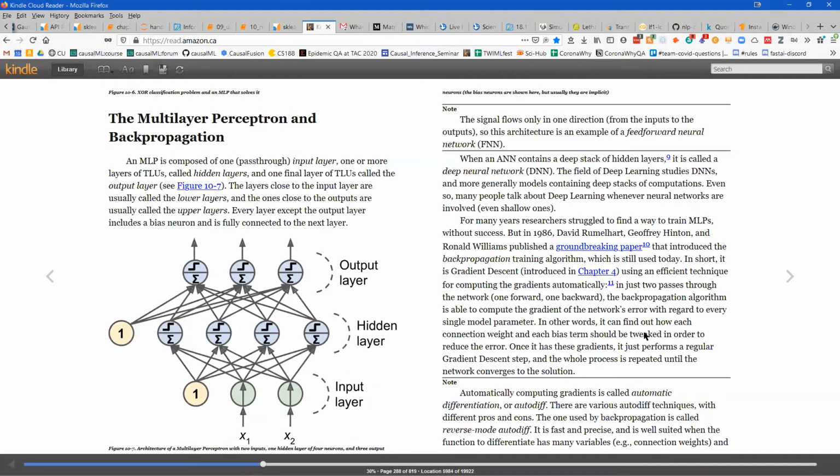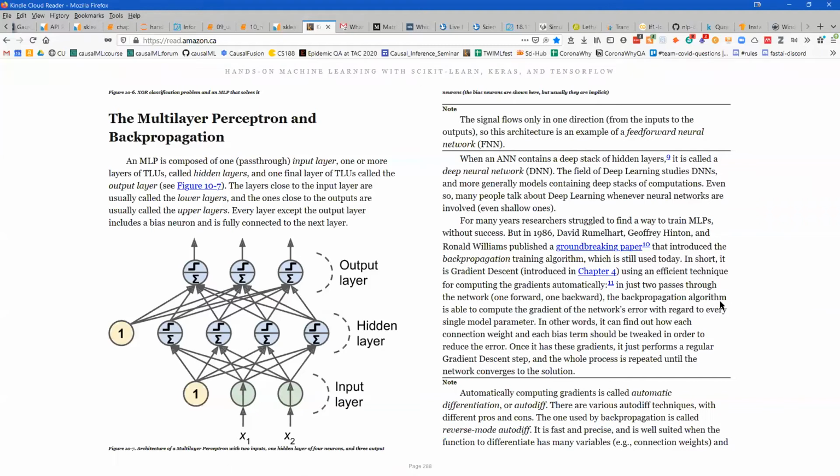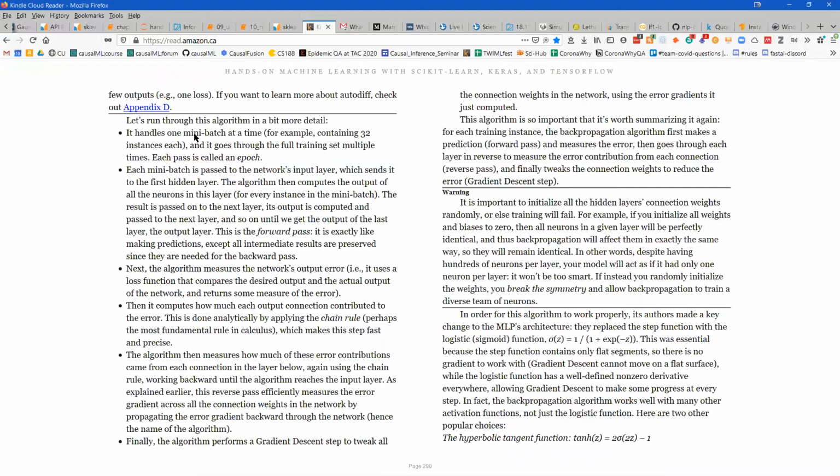And doing this automatically is called auto differentiation, and there's an appendix that we might want to look at later on in our journey through this chapter. So this is the algorithm. This is the training algorithm.